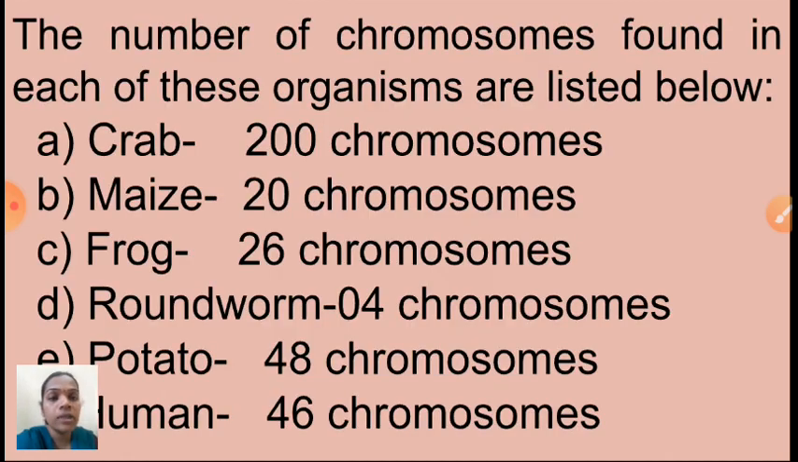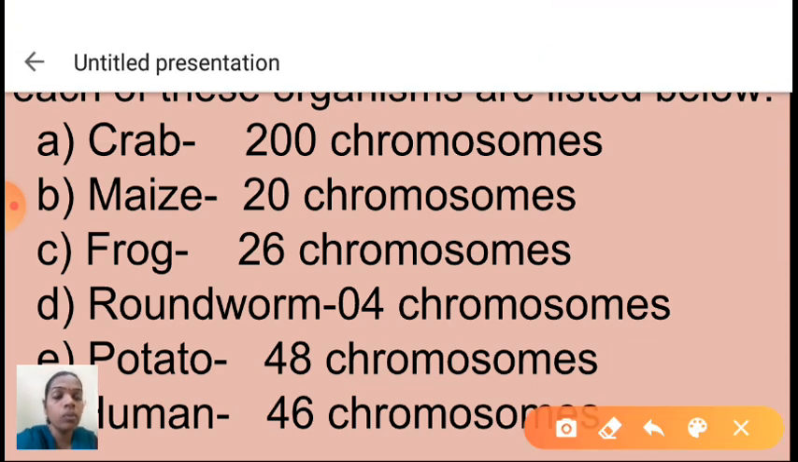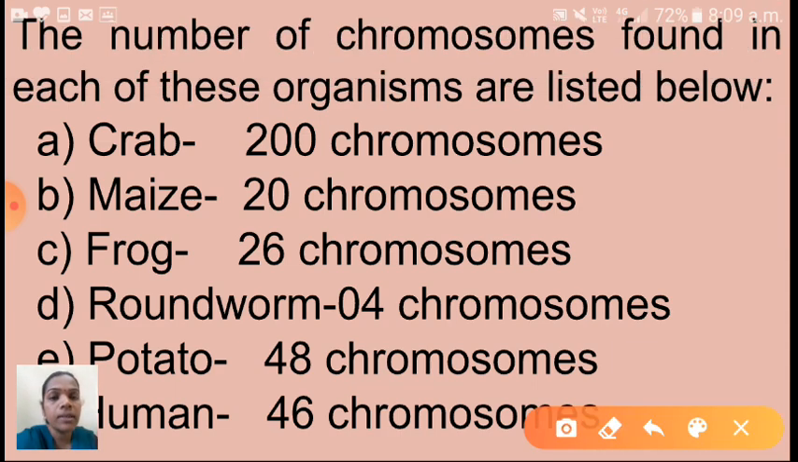Next one, as I already told, is the number of chromosomes. In each and every species there is a different number of chromosomes, isn't it? So in your book some examples are there. The number of chromosomes found in each of these organisms is listed below. First one is crab. See here children, how many chromosomes are there in each cell? 200 chromosomes. And chromosomes are present in the nucleus of a cell.